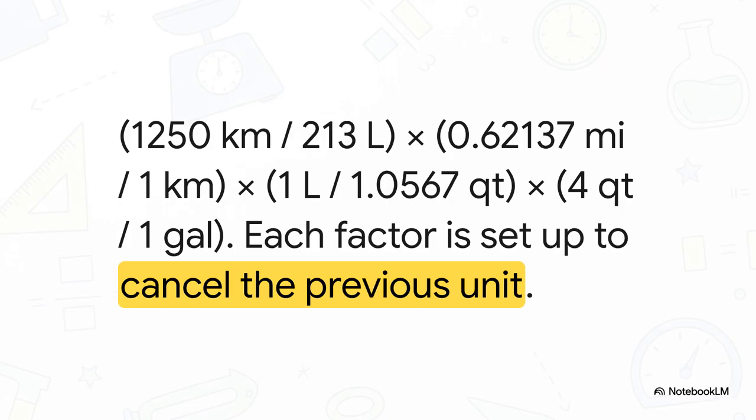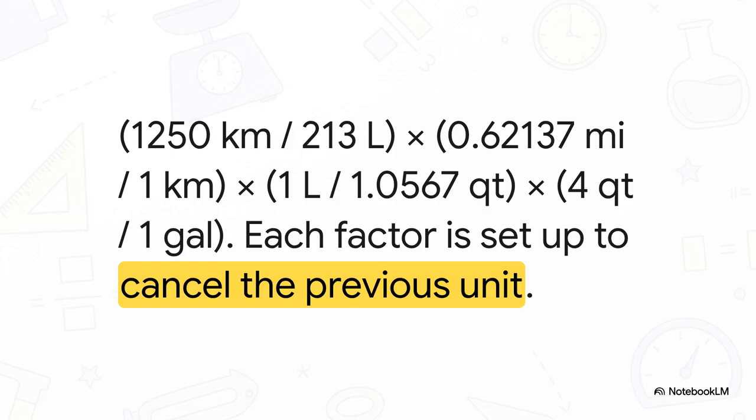We start with what we know, kilometers per liter. First step, let's get rid of kilometers. We'll multiply by a factor with kilometers on the bottom so they cancel out, leaving us with miles on top. Bam! Kilometers are gone. Next, we need to deal with the liters. So we multiply by a factor that has liters on top, canceling the liters on the bottom, and leaving us with quarts. There go the liters. Last step, let's get from quarts to gallons. We multiply by a factor that cancels out quarts, and we're left with gallons.